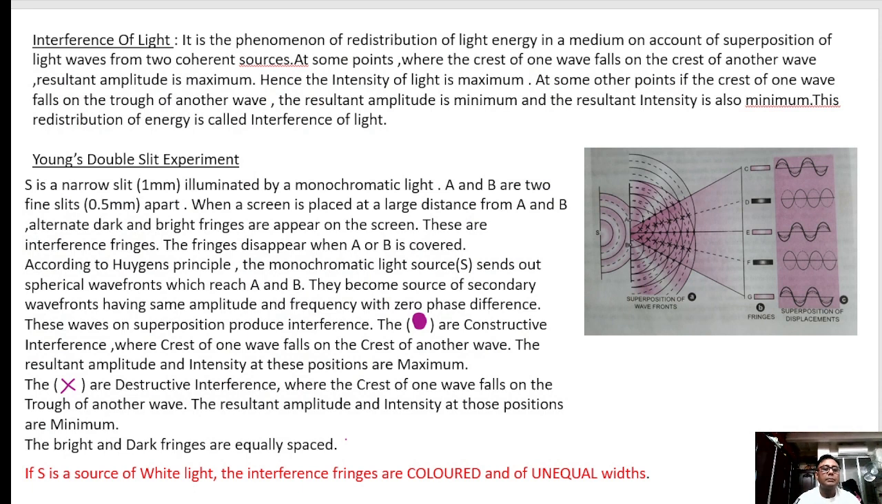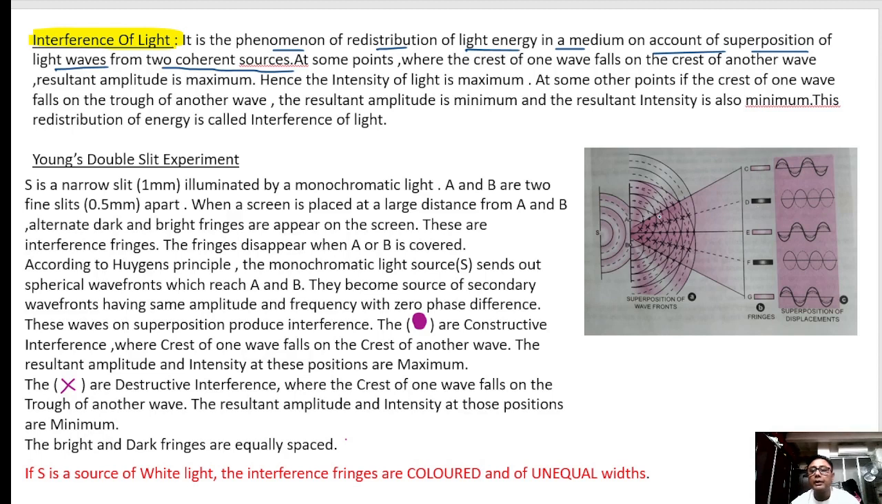Next, interference of light. Now we are going to study a very, very important topic, which is interference of light. So what is it? It is the phenomenon of redistribution of light energy in a medium on account of superposition of light waves from two coherent sources.